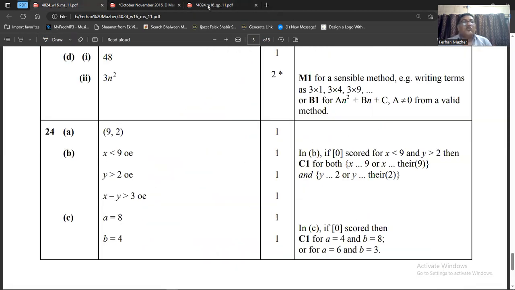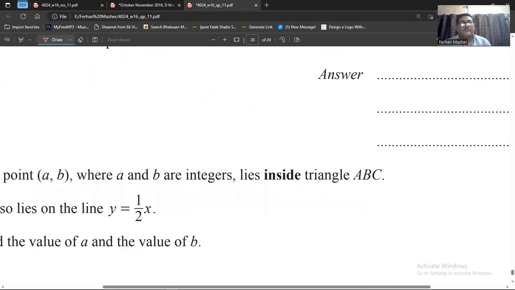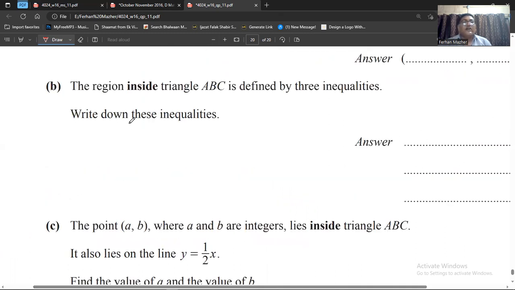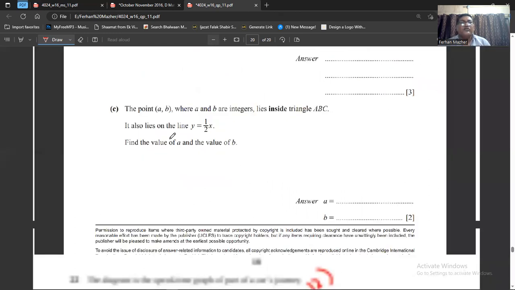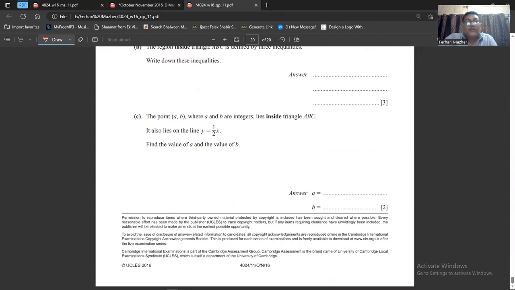Okay. So then we have another question. I hope you understand that question. This is question number 24, basically. Let me show you the whole question. I have done the A part, I've done the B part. Now I am on the C part.